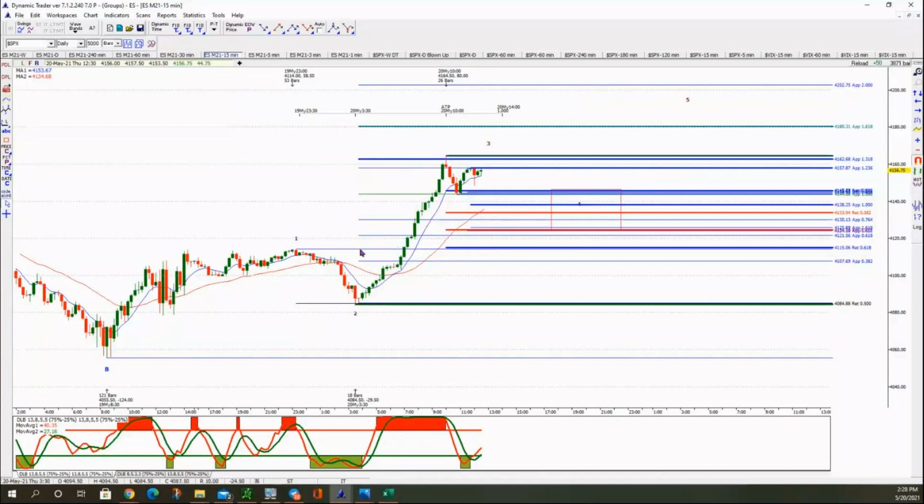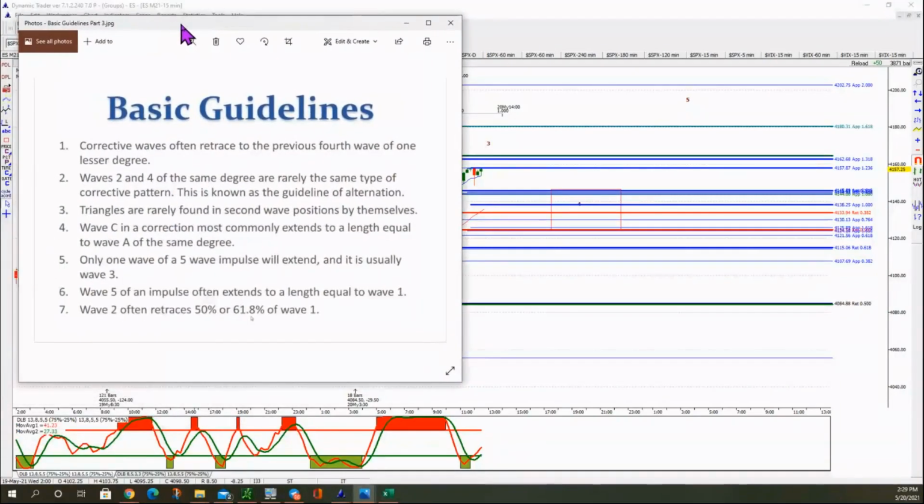So no extension here. This one did not extend so far, unless this is a minor 3, minor 4 going up here, and this thing takes off. But that's a guideline too that you should be aware of. Okay. Wave 5 of an impulse often extends to a length equal to wave 1. Let me read that over to you. Wave 5 of an impulse often extends to the equal length of wave 1.